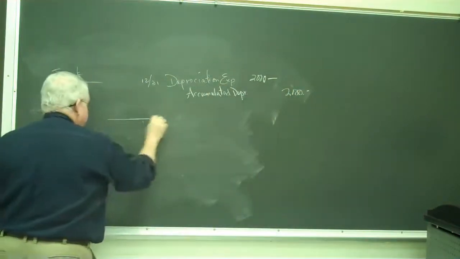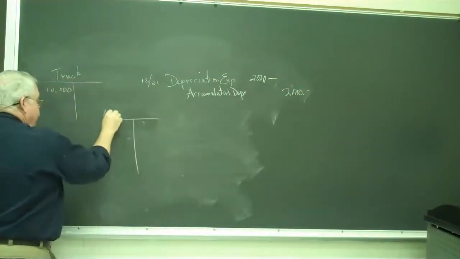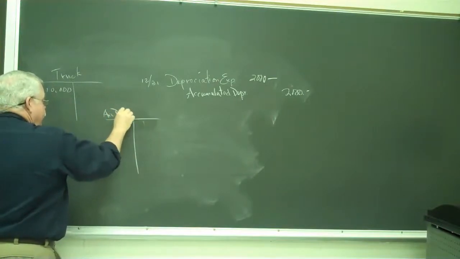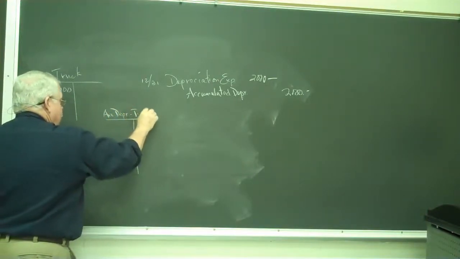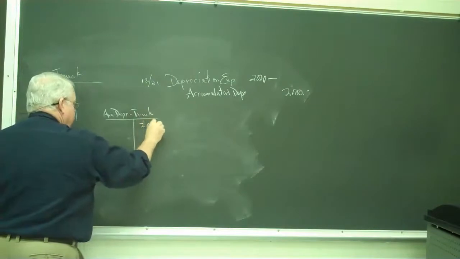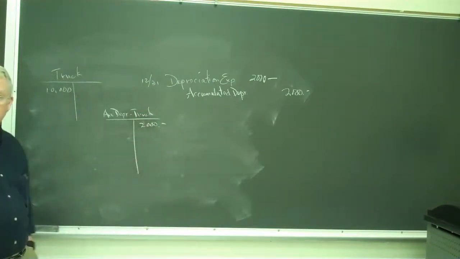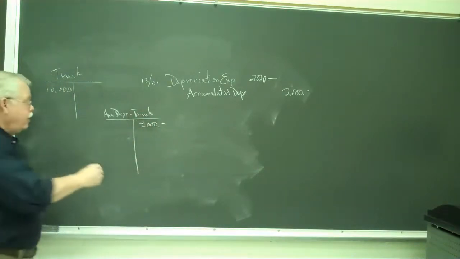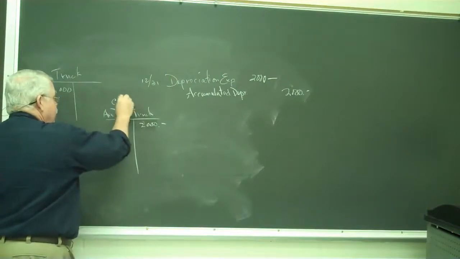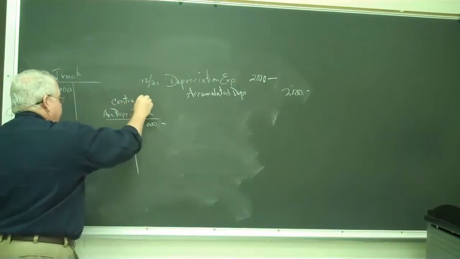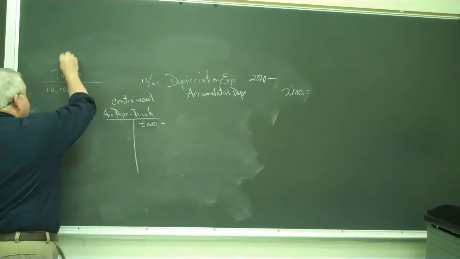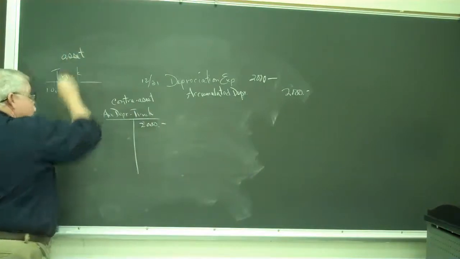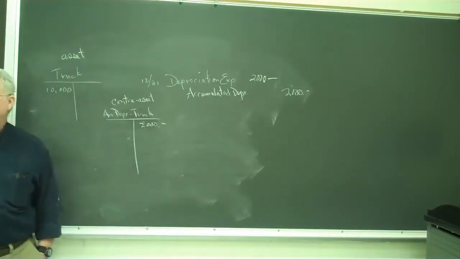We'll spell that out. Accumulated depreciation on the truck, give it a credit for $2,000. So here I'm going to have a T account, accumulated depreciation on the truck. I'm going to make a $2,000 credit entry. So this is a contra asset account. It's a reduction in my initial asset account. You with me so far?